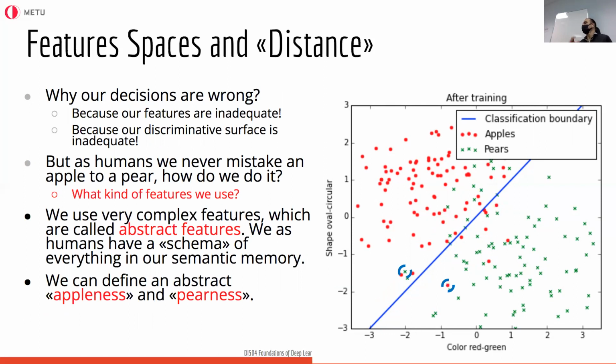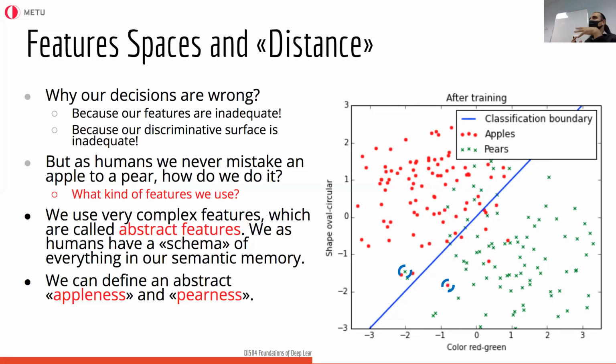Whatever surface you can create in that feature space will be inadequate because of the inadequacy of the feature space. But as humans, we never make mistakes. I mean, we do make mistakes, but we don't make this many mistakes. If you give me a red ovalish pear, I would eat it and say, that's a pear. Why? Because of two abilities. I have fantastic senses, and I have more quality features, not low-level features like colors or shape.